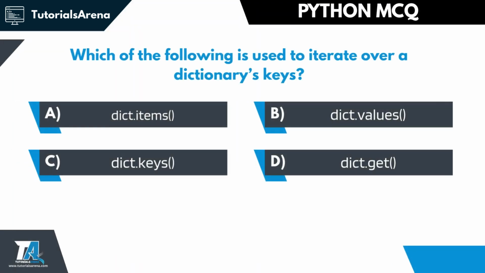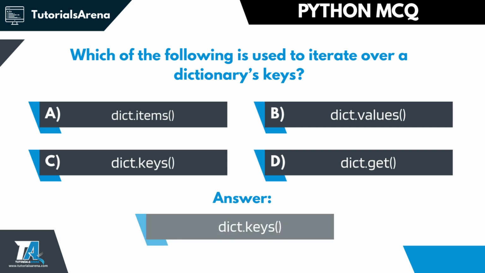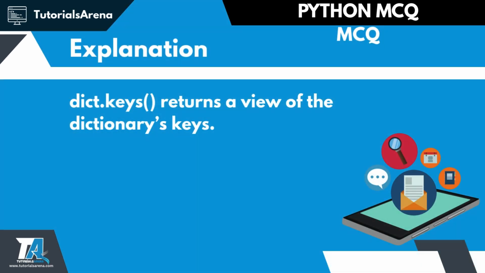Which of the following is used to iterate over a dictionary's keys? The correct option is option C, dict keys. Dict keys returns a view of the dictionary's keys.